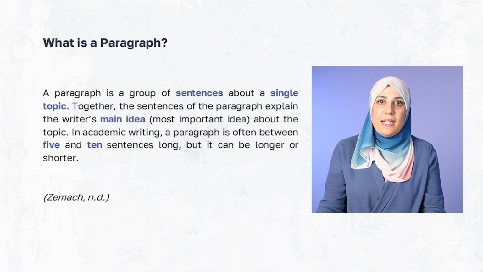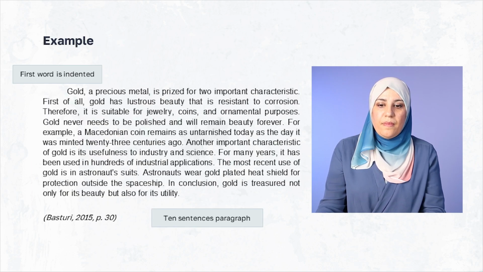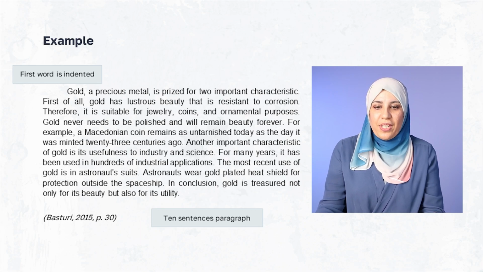So the main point in this lesson is the English paragraph. What is a paragraph? A paragraph is a group of sentences about a single topic. Together, the sentences of the paragraph explain the writer's main idea or the most important idea about the topic. In academic writing, the length of the paragraph is between 5 to 10 sentences, but it can be longer or shorter.